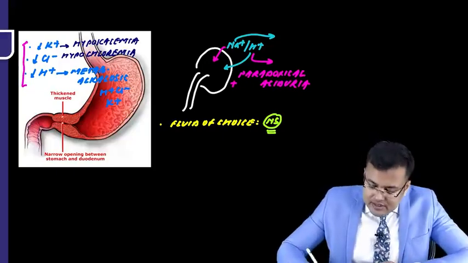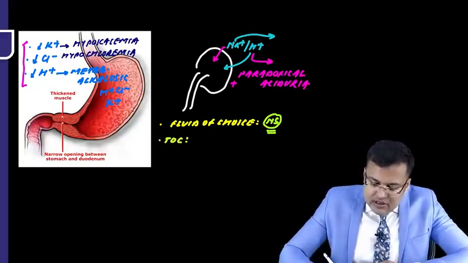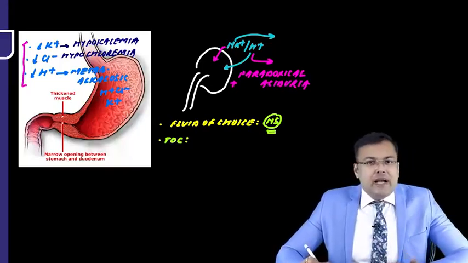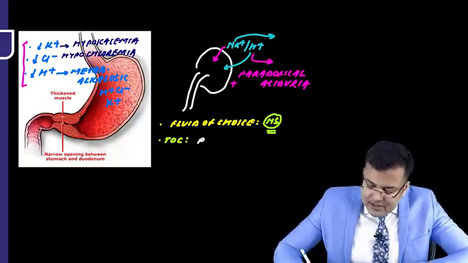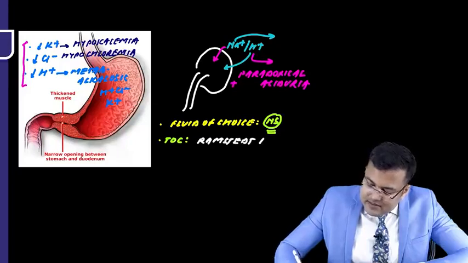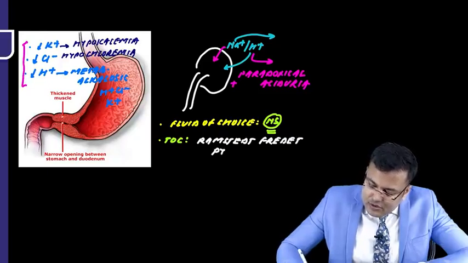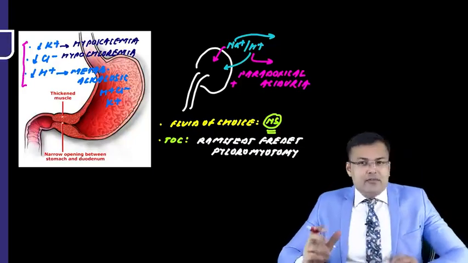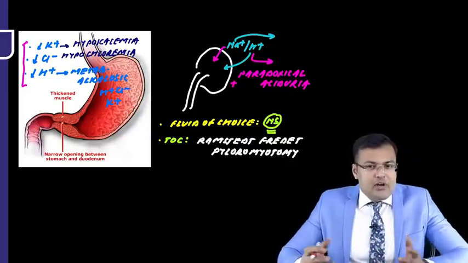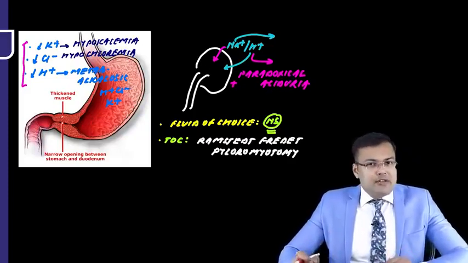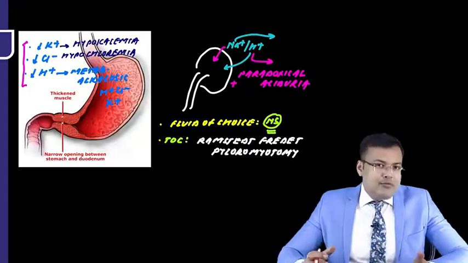And what is the treatment of choice? We go for Ramstedt's pyloromyotomy. Name of surgery: Ramstedt-Fredet pyloromyotomy. Clear? Sometimes in the exam you will get only Ramstedt's operation. So the treatment of choice is Ramstedt's operation. It can be done by an open approach also, and it can be done by a laparoscopic approach also.